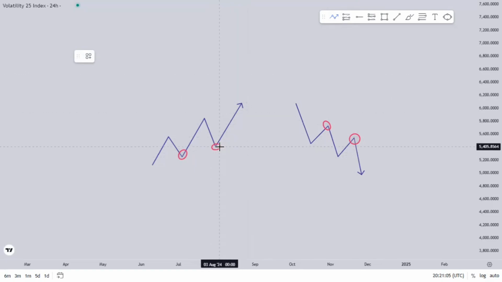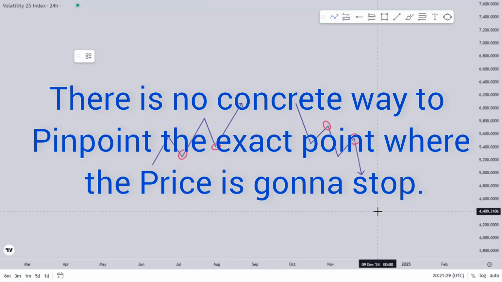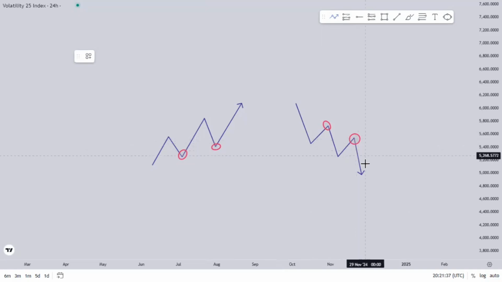So you want to buy when the market is trending up and you want to sell when the market is trending down. But there are positions in which you want to buy when the market has fully pulled back and is ready to continue. That is what this whole video is about. First, let me place a disclaimer here. There is no concrete way to pinpoint the exact point where the market is going to stop before it starts moving in the overall direction. But there are concepts you can use.